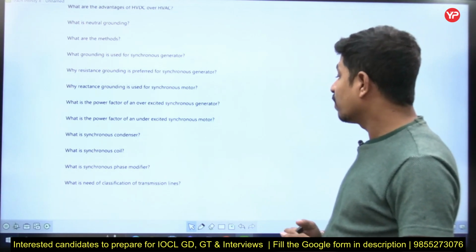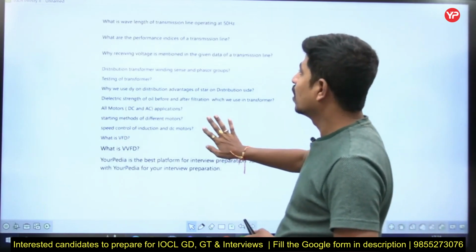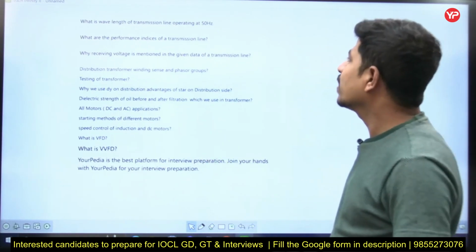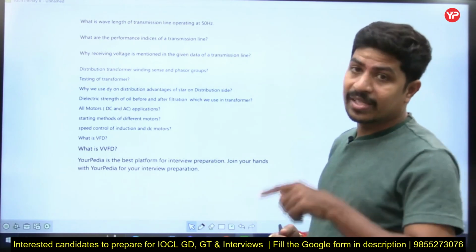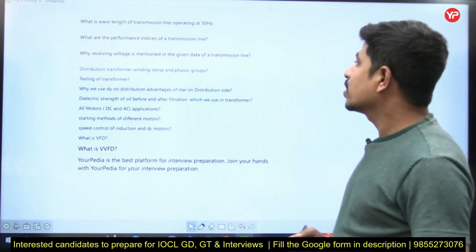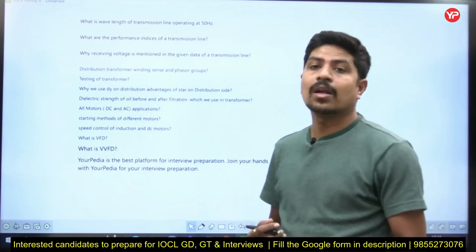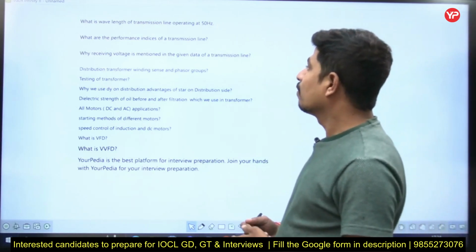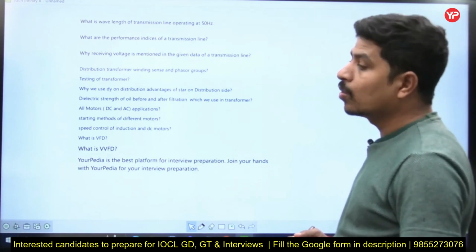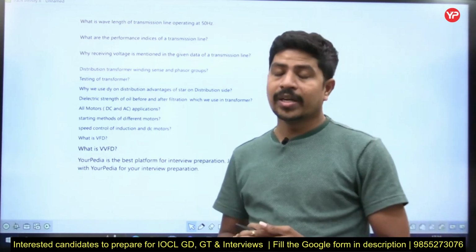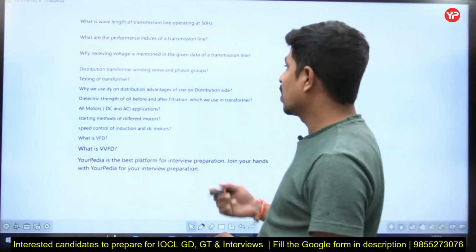What is the need of classification of transmission lines? What is the wavelength of a transmission line operating at 50 Hz? Wavelength is being asked, not physical length. What are the performance indices of a transmission line? How are you going to measure the performance of a transmission line? Why is receiving end voltage mentioned in the given data of a transmission line? Always the given data contains receiving end voltage but not sending end voltage.